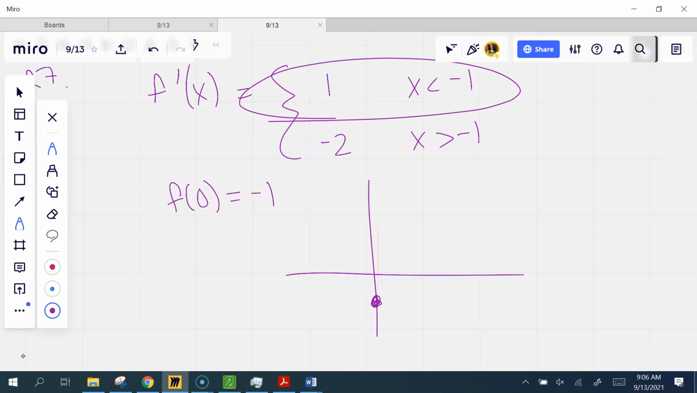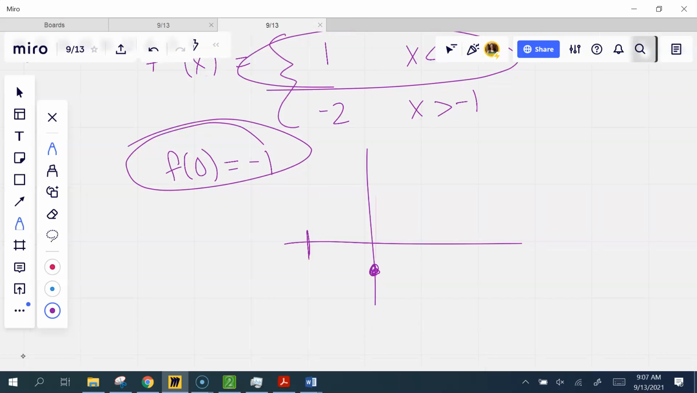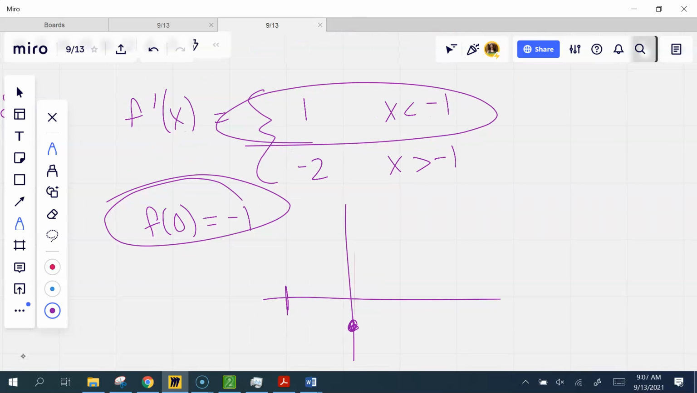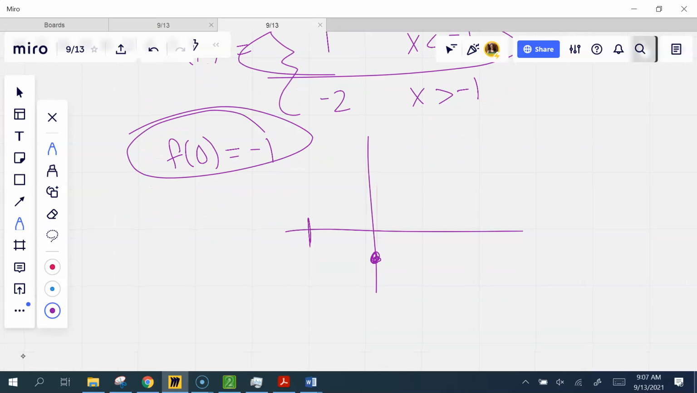So this tells me that I'm looking at the graph of a line with a slope of 1 anytime x is less than negative 1. Here's negative 1, right? But I know that one of the two pieces has to go through the point (0, -1). So what does this look like? A slope of 1 when x is smaller than negative 1, so a slope of 1 but exclusive. I'm just going to start it here. It doesn't have to start here, but down 1 over 1, something like that.